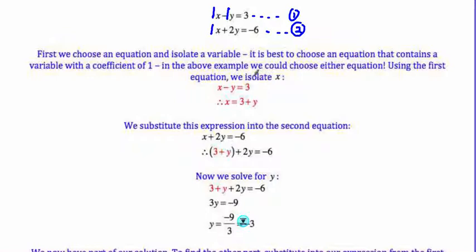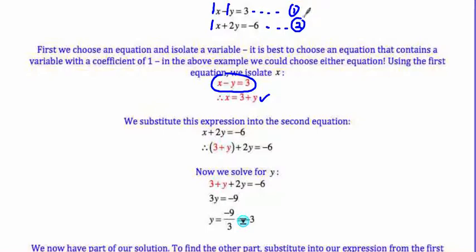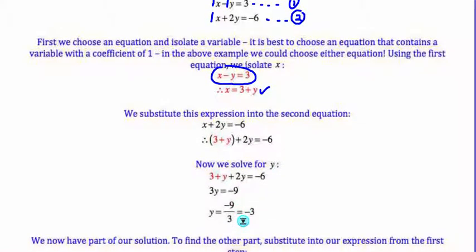What I did in this example was select the first equation, which you see over here unchanged. After selecting an equation, I'm going to select a variable, which in this case makes sense to be the x, and isolate the x. So I add y to both sides, and I get the expression x equals 3 plus y. This has come from equation number 1, and therefore what I do is substitute this expression into the second equation, the one I did not use to find the x value.